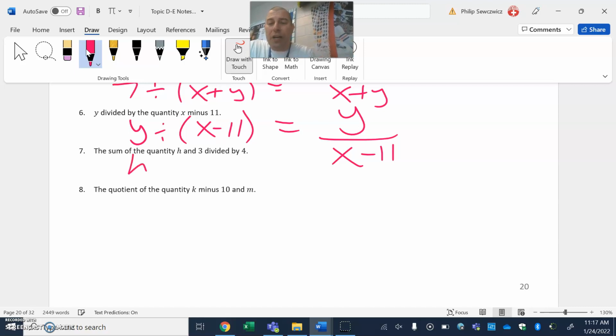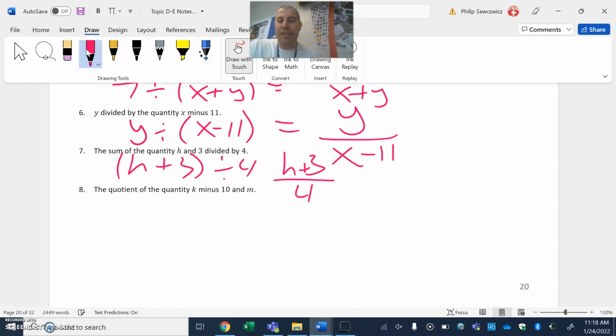So we are seeing this and then that. We don't want you to get in the routine of, oh, let's put the letter up top always and then put everything else down below. No. The sum of the quantity h and 3 divided by 4. So what we really would like to see is that.